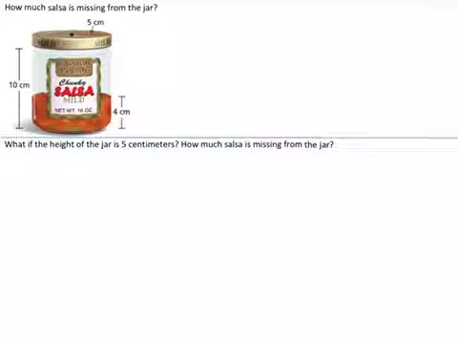It says, in this cylinder, how much salsa is missing from the jar? So we have all of these items that we need. If we're talking about missing from the jar, guys, we are just talking about this section of the cylinder. We know that it's filled to 4 centimeters and the whole entire height of the jar is 10. So the height here is going to be 6 centimeters. We're given the radius, which is 5. I'm going to write that out. And the height we just figured is 6.